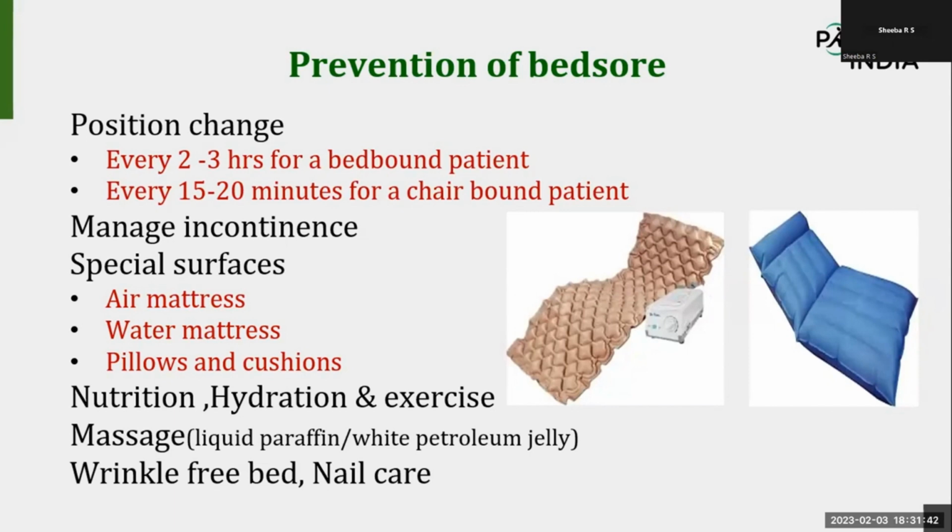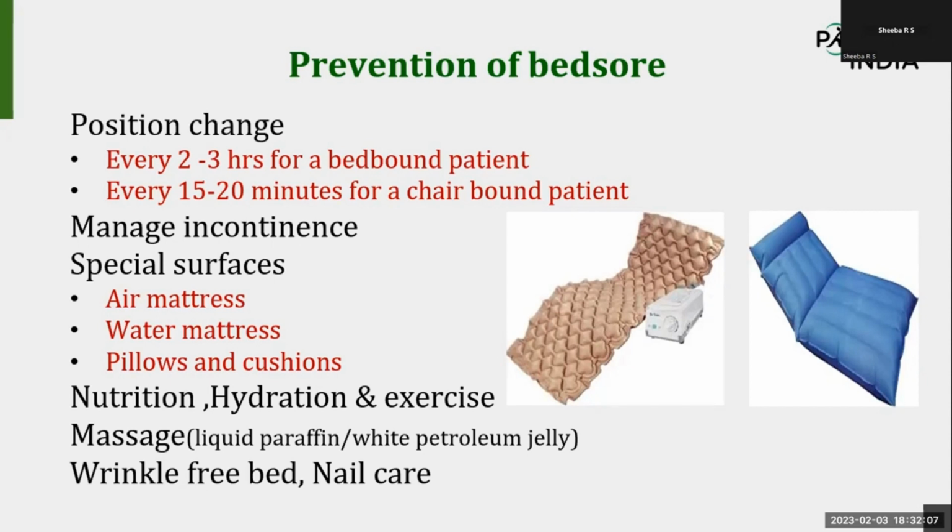whenever they turn the patient from one position to another, they have to give special attention to the pressure points. And they can take liquid paraffin or white petroleum jelly or coconut oil and give a simple massage on the dependent areas, which will help to improve the blood circulation. That way we can prevent pressure ulcer formation.